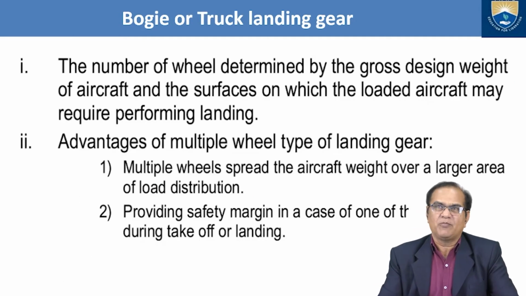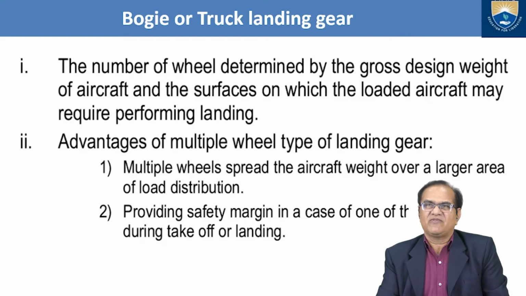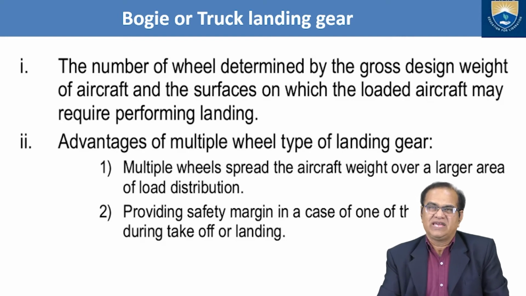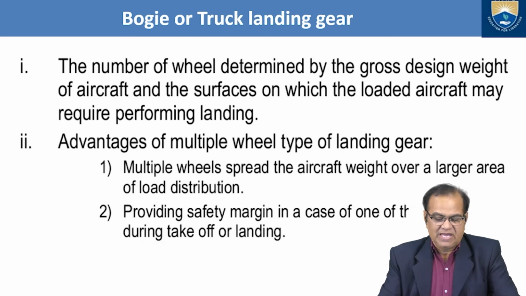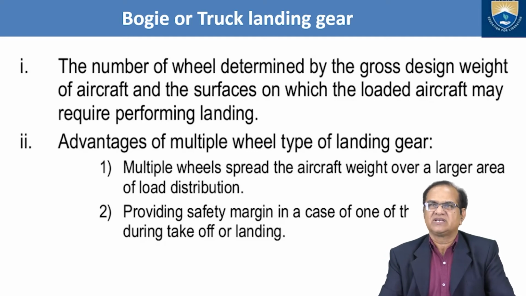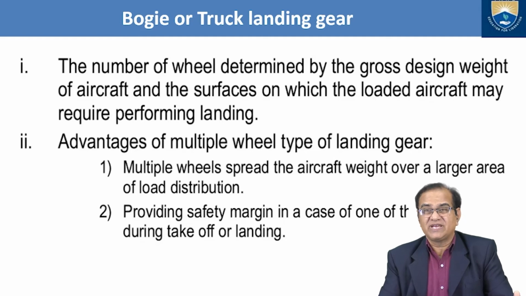I will talk here basically about the bogie type, because this is used for all big aircraft, and this single and double are used for small aircraft like Cessna and all. But the bogie type is used in Boeing, Airbus, or the Airbus 320. All these bogie type systems are used. The number of wheel arrangement is determined by the gross design weight of the aircraft and the surfaces on which the loaded aircraft may require performing landing. So, as per the load of the aircraft, we decide which type of landing gear to use.